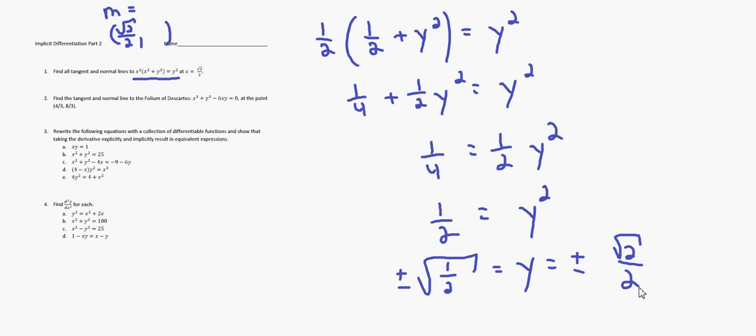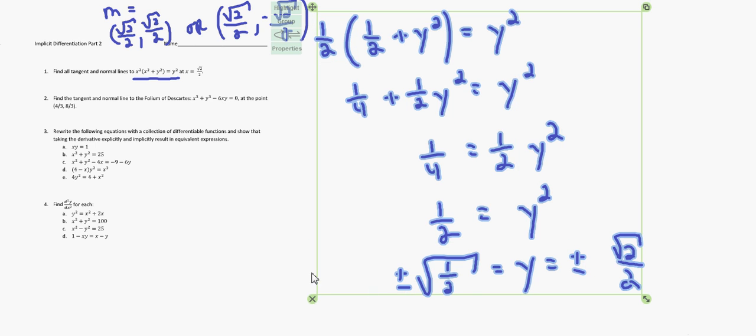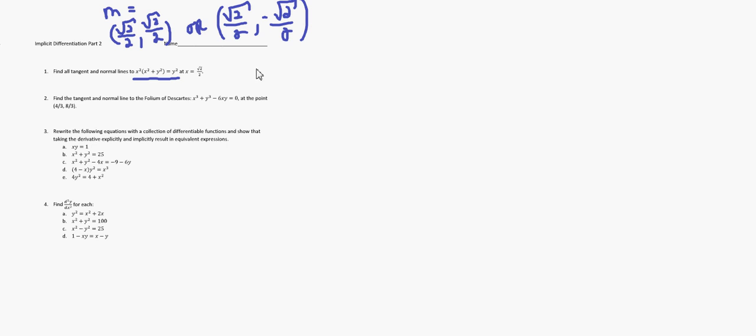over 2, like that. So we have 2 points. When x is root 2 over 2, we have y is also root 2 over 2, or we have root 2 over 2, negative root 2 over 2. Okay. Now all we need is a slope, and then we can find the tangent and normal lines.